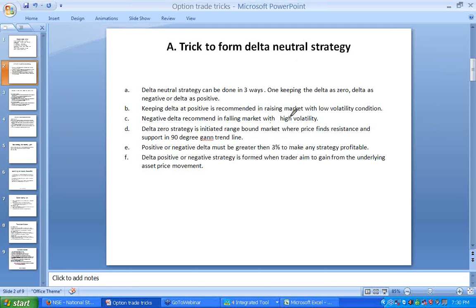Low volatility with a rising market means have a delta positive strategy. Negative delta must be in a high volatile market, also with the price trend falling. Delta 0 if the price finds resistance and support at a 90-degree trend line, or you can have range boundness. So this is how a delta neutral strategy is formed.